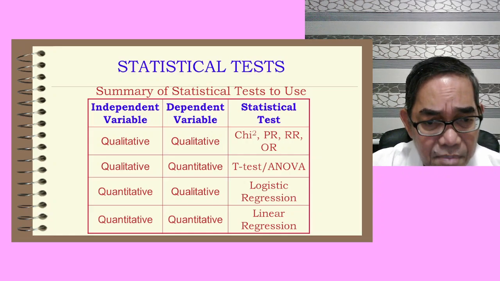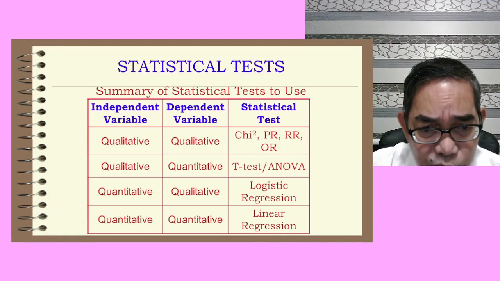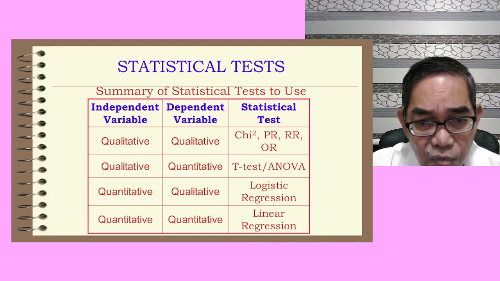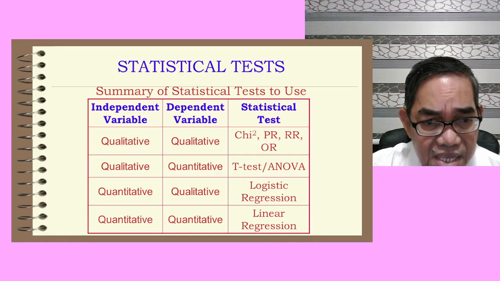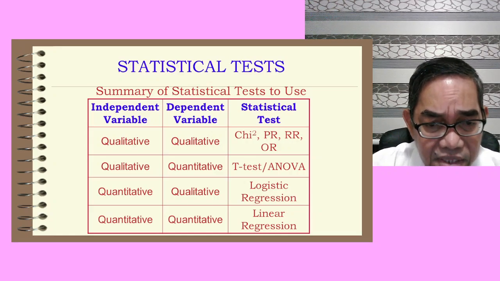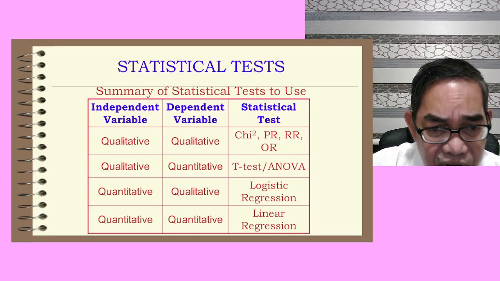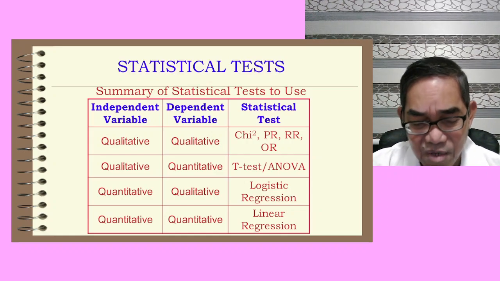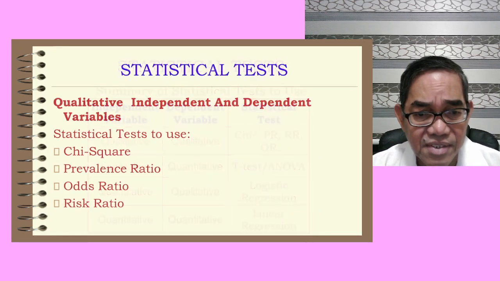Now, if the independent variable is qualitative and the dependent is quantitative, t-test or ANOVA. But if the independent variable is quantitative and the dependent is qualitative, you just reverse this, then logistic regression is used. We'll give now examples.